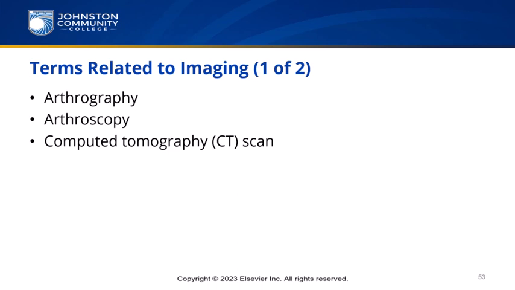Arthrography, remember arthro means joint, graphy is the process of recording, is an X-ray recording of a joint. Arthroscopy, again, arthro means joint, scopy is the process of viewing. This is a visual examination of a joint that is done through the use of an instrument called an arthroscope. Remember, arthro is joint, scope is the instrument to view. Then we have computed tomography scan, which we commonly know as a CT scan, which is an imaging technology that records horizontal slices, which we know are transverse planes, of the body for diagnostic purposes.